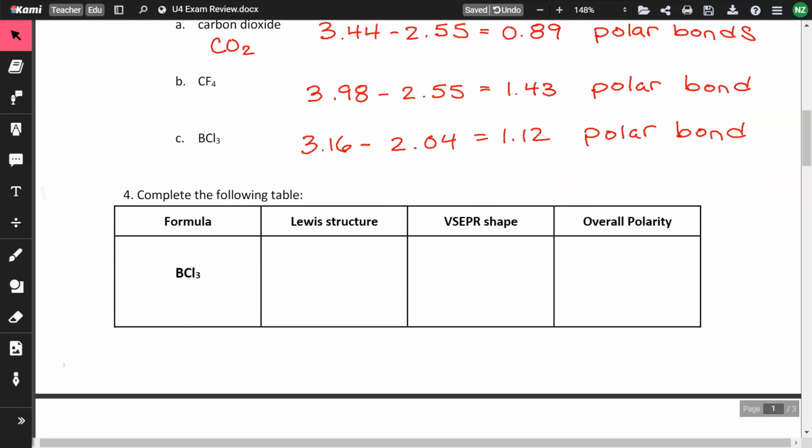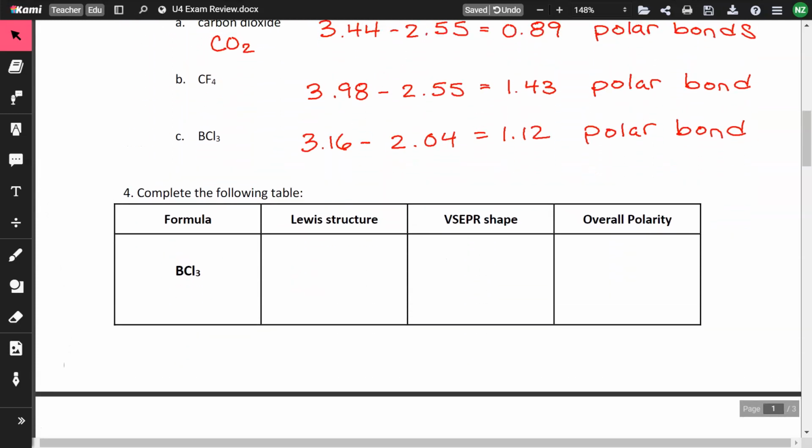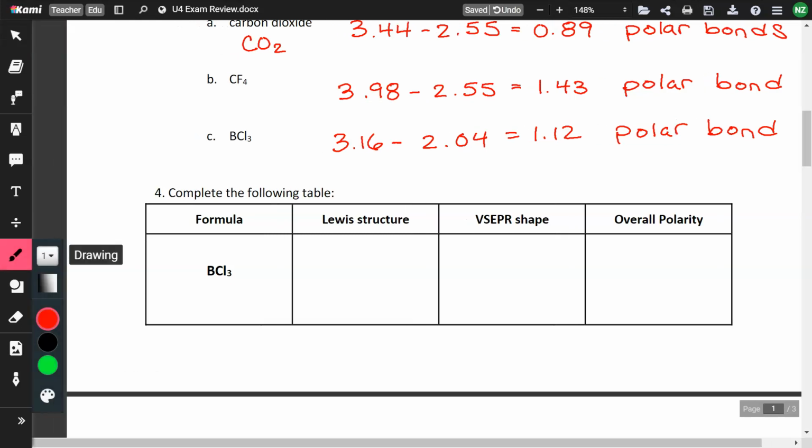All right. So we're going to go through this table, and we're going to draw Lewis structures. We'll identify the VSEPR shape, and then the overall polarity. So for the first one here, I'm going to do it the long way first, and then I'll kind of speed it up for the next couple. Okay, so we have boron. Boron has 5 valence electrons, and then we have chlorine, which has 7, and there's 3 of those. 7 times 3 is 21. So we have 26 electrons.